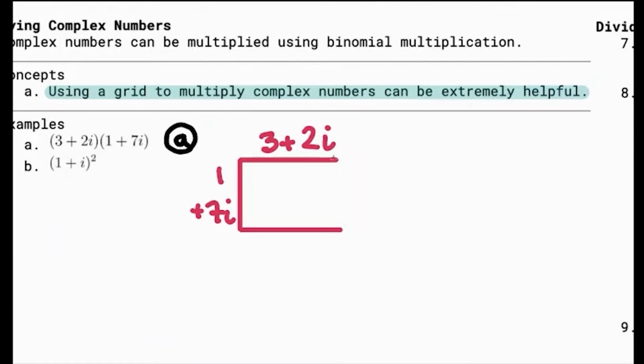Oops, that's embarrassing. There we go. Okay, and I'm going to grid out so it separates each of the terms. And if you've seen this before, then you know what I'm talking about. So from here, we're going to multiply where these numbers meet. The 3 and the 1, you multiply those together and you get 3. The 2i and the 1 make 2i. The 3 and the 7i make 21i. The 2i and the 7i make 14i squared.